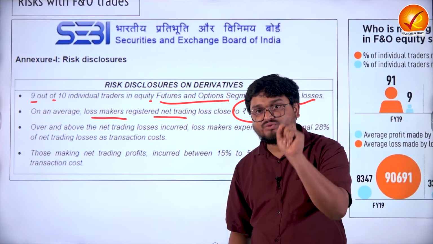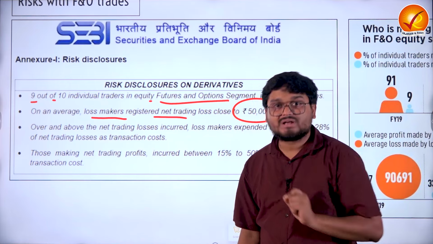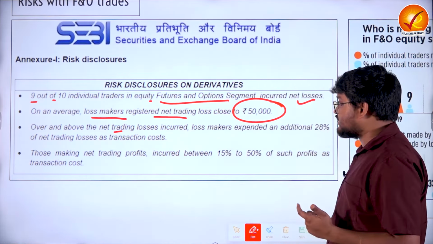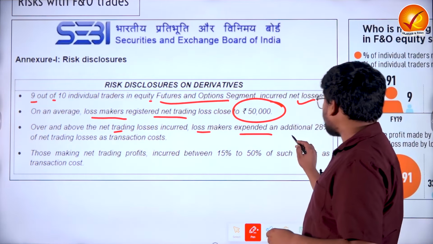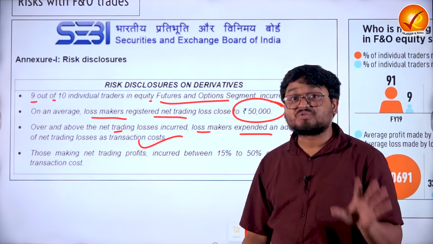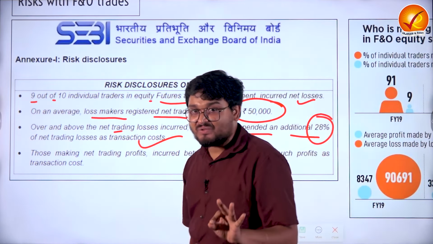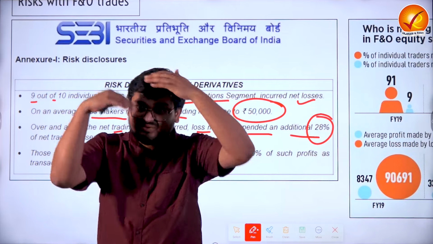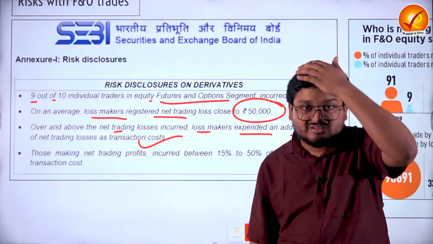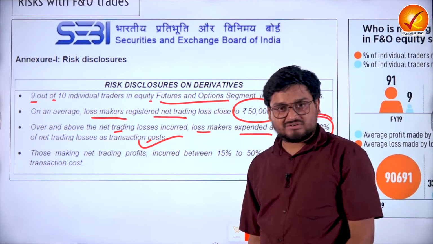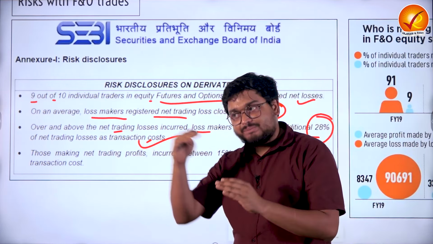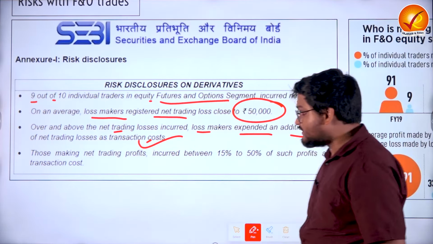Imagine the case of those people who have low incomes, right? Over and above the net trading losses incurred, loss makers spent an additional 28% of net trading losses as transaction costs. Not only is their money lost according to stock market price fluctuations, but they are also paying a high amount of fees to the brokers. That is a part of the transaction cost. The fee to the brokers, this charge, that charge, has a multiplier effect on the loss, right?